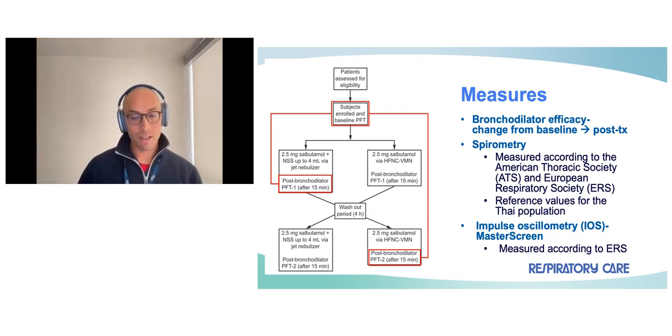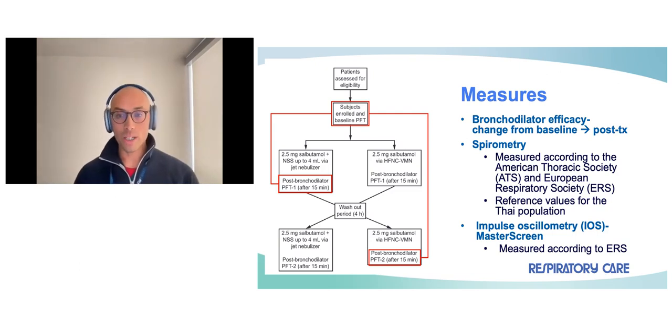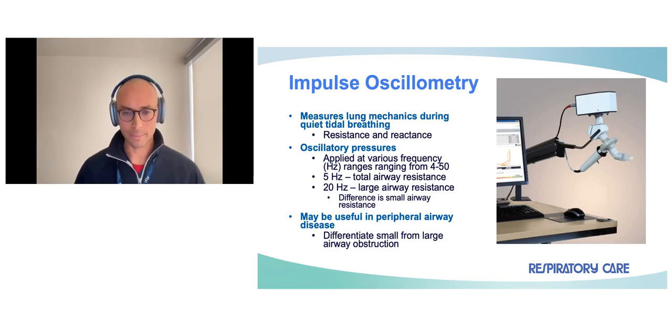Now, the spirometry they conducted according to the standards deemed by the American Thoracic Society and European Respiratory Society. This study was performed in Thailand, so their PFT measures included reference values for the Thai population. And very interestingly enough, they also used a device I'm not familiar with, which I'm sure many of you are. It's called impulse oscillometry, and this device was made by a company called MasterScreen. They made these IOS measures according to the standards by the European Respiratory Society.